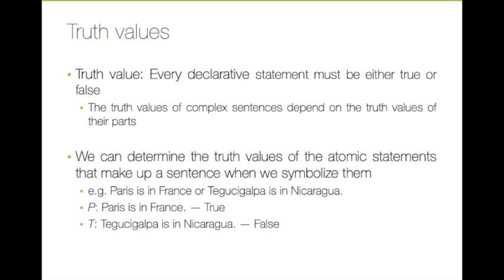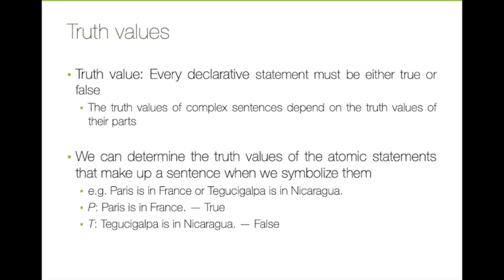Remember that our focus in logic has been on declarative statements. Declarative sentences are ones that can be either true or false. And the significance of assigning a sentence a truth value is that the truth values of complex sentences can be built up using our logical connectives. Those depend on the truth values of their parts. So we can start by determining the truth values of atomic sentences.